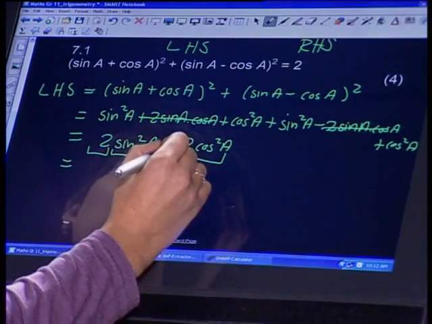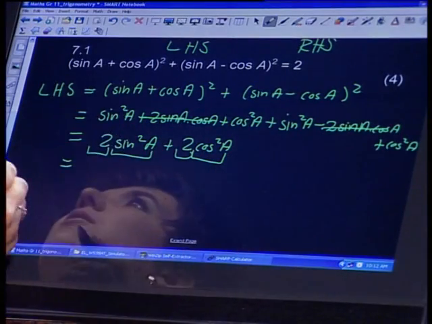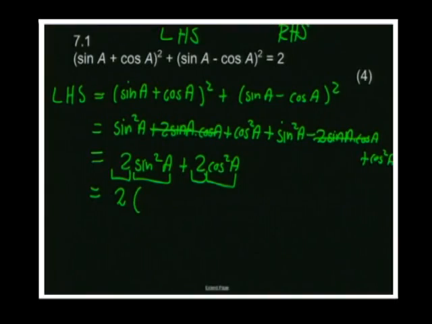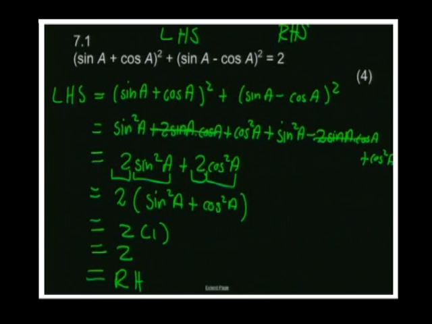But I have a problem here. I have a coefficient of 2 in front of every single term. So I take out a highest common factor. What is left? And 2 times 1 is 2, and there is my right-hand side. Very nice question. Let's move to question 7.2.